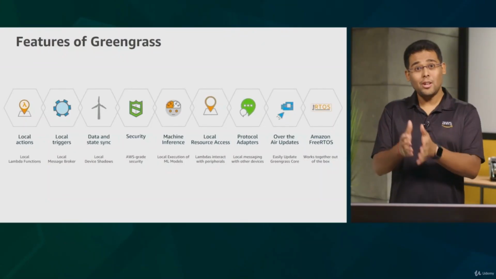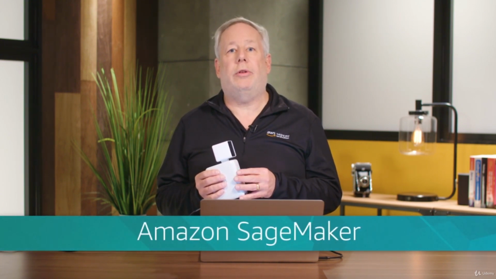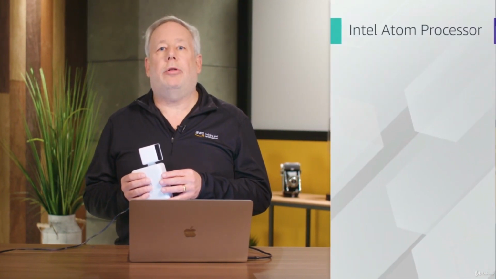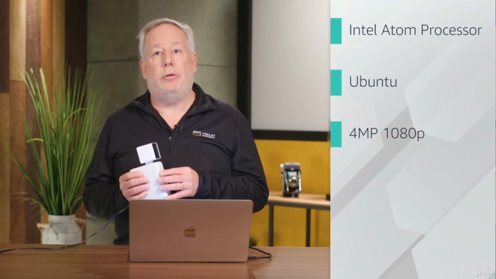Last week, Bobby and Neil introduced computing at the edge and Greengrass. So now let's look at a use case for this. This is an AWS Deep Lens. It is a deep learning-enabled video camera optimized to run machine learning models and perform inference on the device. It can be integrated with Amazon SageMaker, our machine learning service that we covered in an earlier class. Information about machine learning and that course can be found in the course notes. Deep Lens has an Intel Atom processor, runs Ubuntu, and has a 4-megapixel camera that supports 1080p resolution.